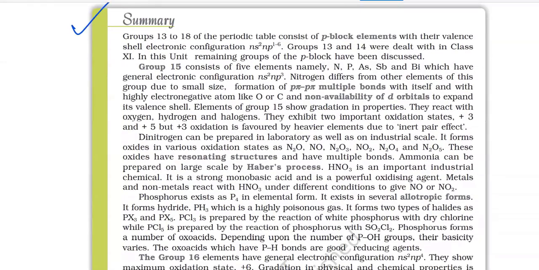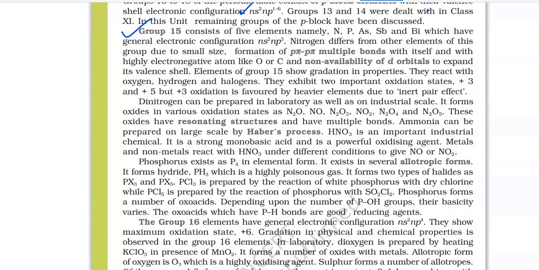Summary: Groups 13 to 18 of the periodic table consist of p block elements with their valence shell electronic configuration ns2 np1 to 6. Groups 13 and 14 were dealt with in class 11th. In this unit, the remaining groups of the p block have been discussed. Group 15 consists of 5 elements, namely nitrogen, phosphorus, arsenic, Sb and Bi, which have general electronic configuration ns2 np3.